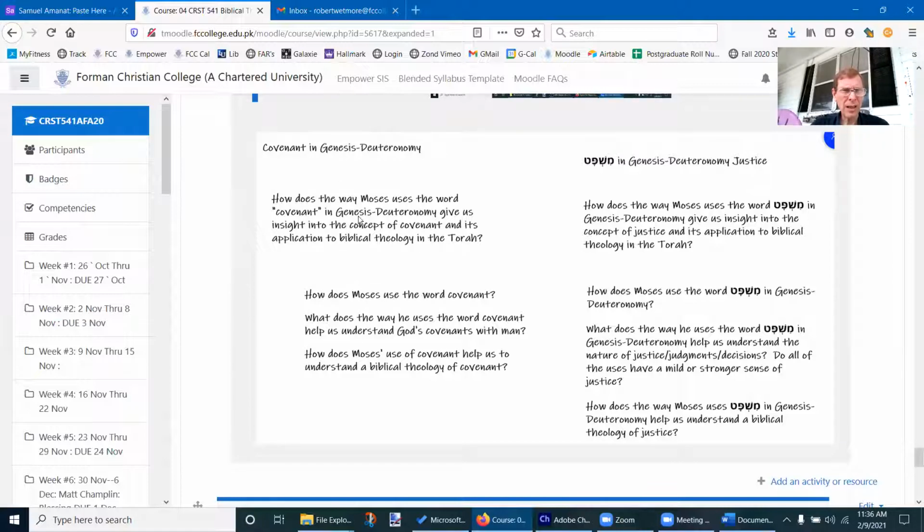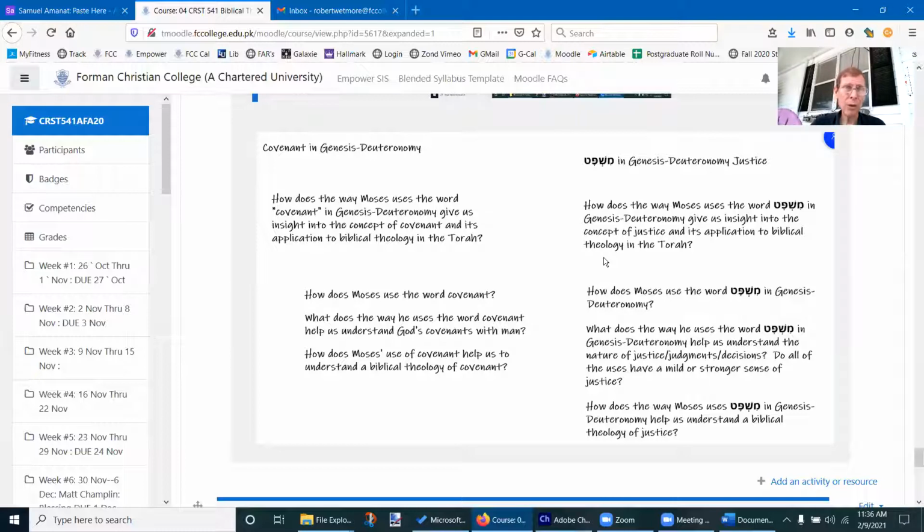I gave you two examples here of covenant, and here's the main question. How does the way Moses uses the word covenant in Genesis through Deuteronomy give us insight into the concept of covenant and its application to biblical theology in the Torah? All right, so there's your question. And I then have three main sub-questions under your main question. These three main sub-questions are now my three main points for my outline.